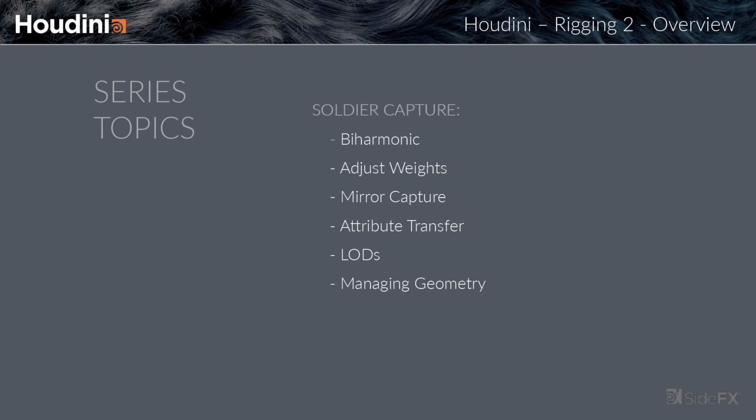And then we'll capture and work on our rig that we built last time. We'll be using biharmonic capture. We'll look at how to adjust the weights using the various tools. We'll look at mirroring our capture. We'll talk about attribute transfer. We'll look at level of details and maintaining our capture attributes. And then general geometry management.